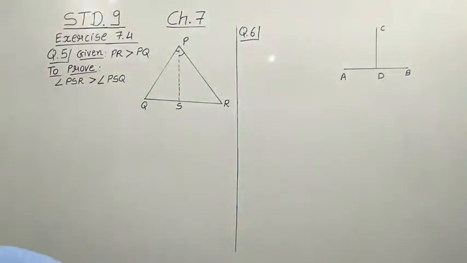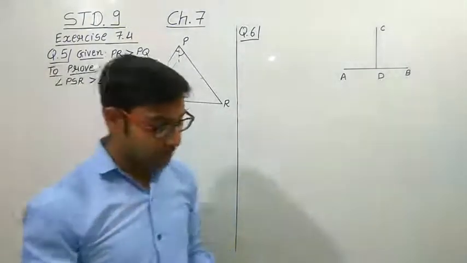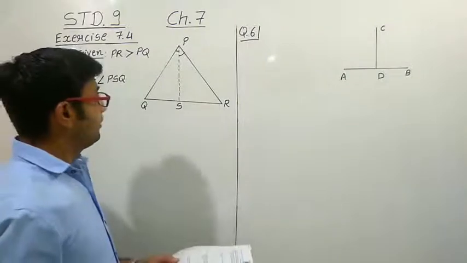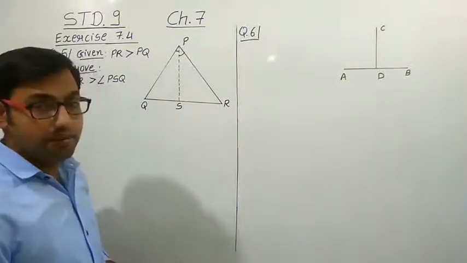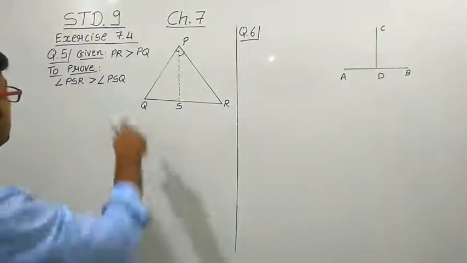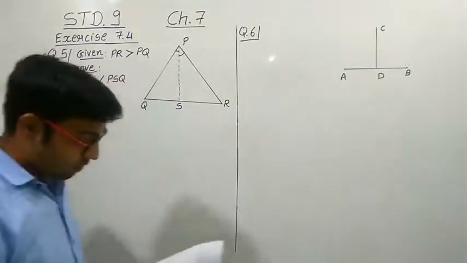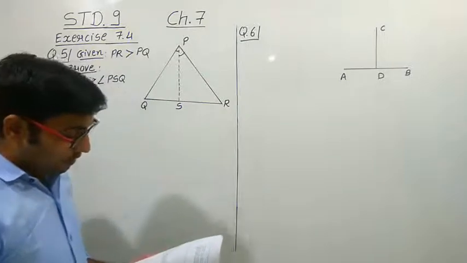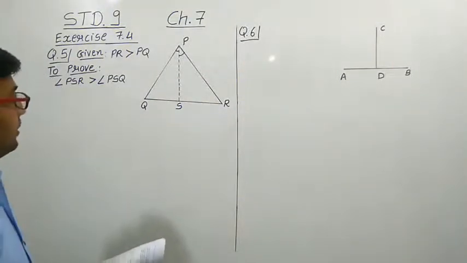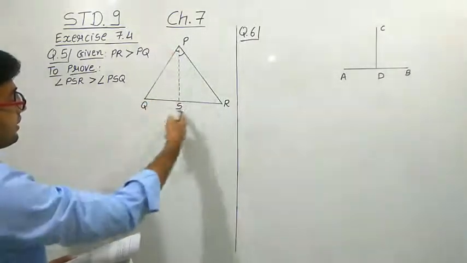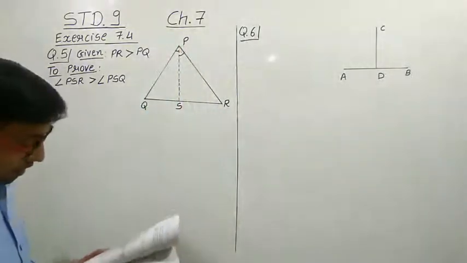The question is, we have been given a figure, there is a triangle PQR. So PR side is greater than PQ side, that we have mentioned here. One more thing we have been given is that PS bisects angle QPR, right? This PS is bisecting the angle QPR.